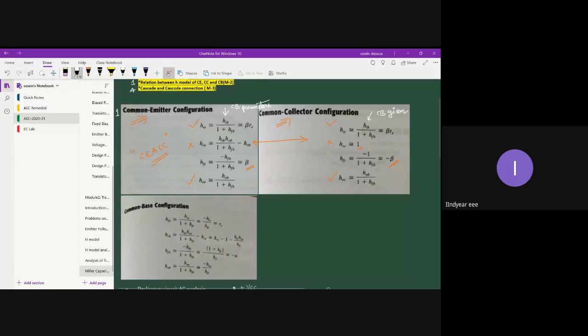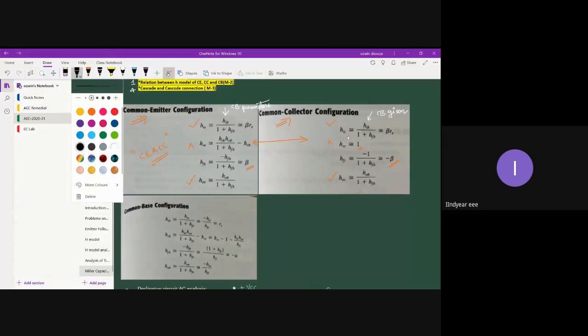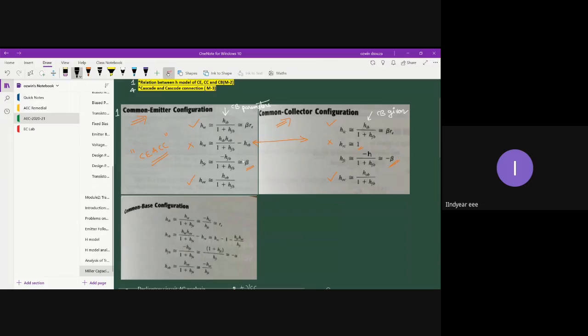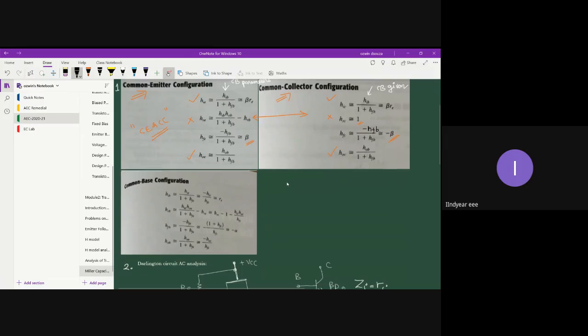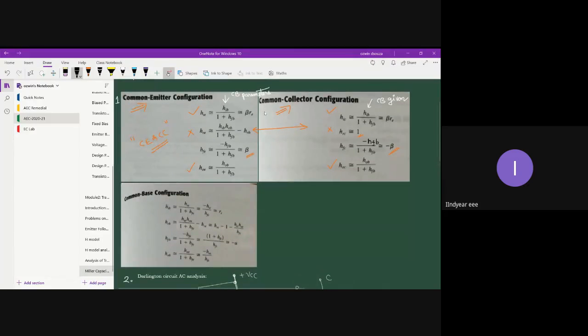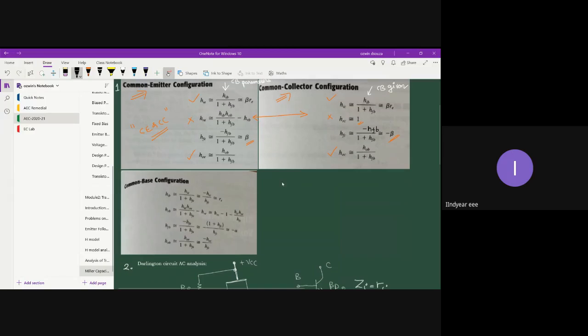Let me just correct this. It should be minus HFB. So this is the similarity between the common collector and common emitter configuration, and common base configuration. Let's say you are given the CE parameters. With the CE parameters, how will you find the CB parameters?